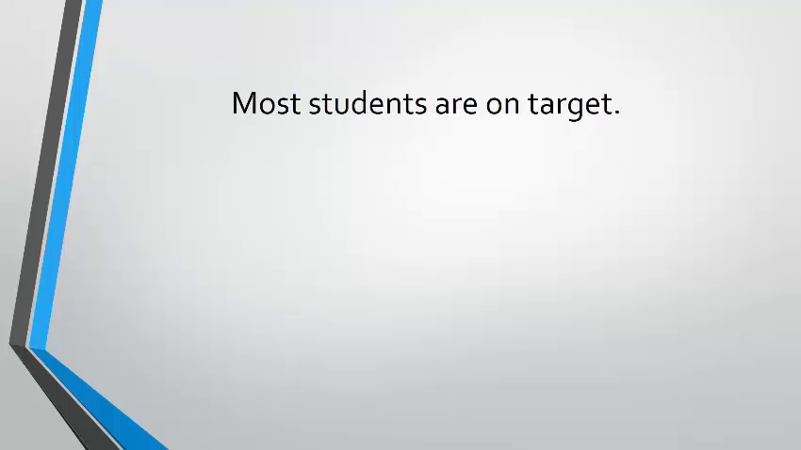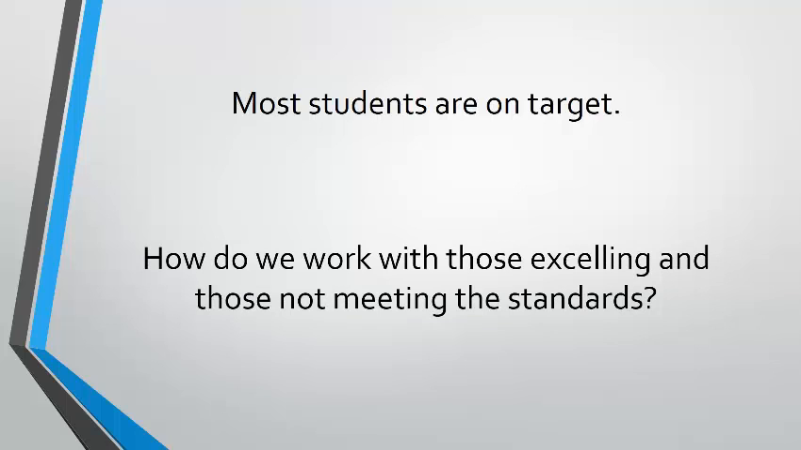Next question. Most students we know are on target. So if you think of a bell curve here, most of the students are going to fit in the middle of that bell curve, that 67% or so. But what about those students who are excelling? How do we work with those students at the top of the bell curve? And then those other students who are at the bottom of the bell curve, not able to meet the standards, if we find out they're below grade level, how do we work with those students? These are all things that should be built into your curriculum, and we're going to work on that too, and how we do that.